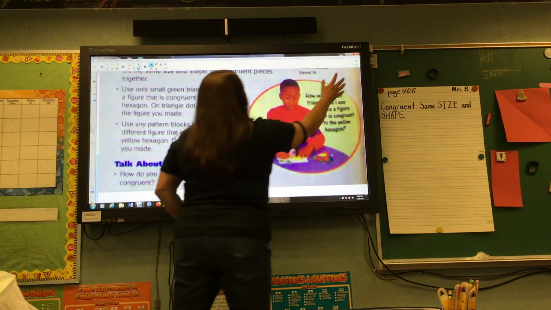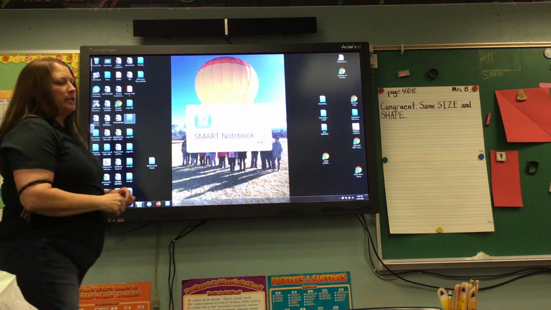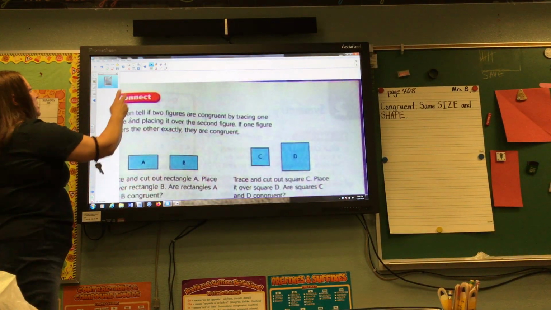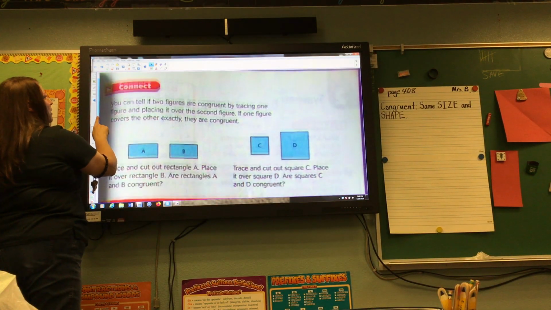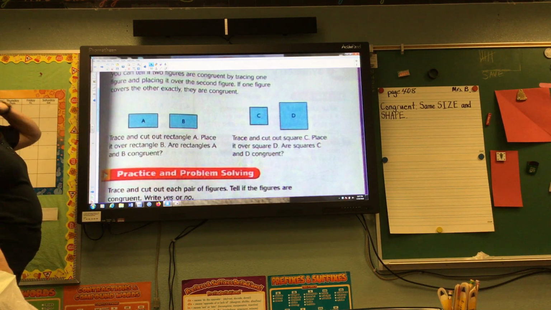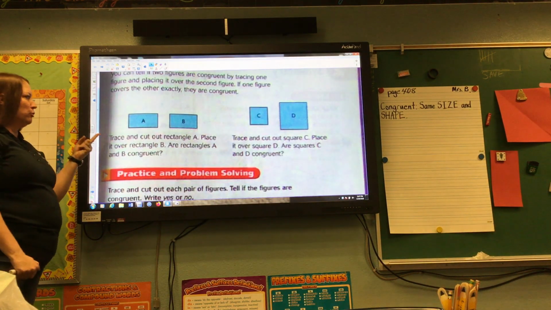What I am going to do though is scoot over to page 409 in my book. And let's take a look at that today. It's going to give us some different shapes to check out to see if they are congruent. Now, it says you can tell if 2 figures are congruent by tracing one figure and placing it over the second figure. If one figure covers the other exactly, they are congruent.